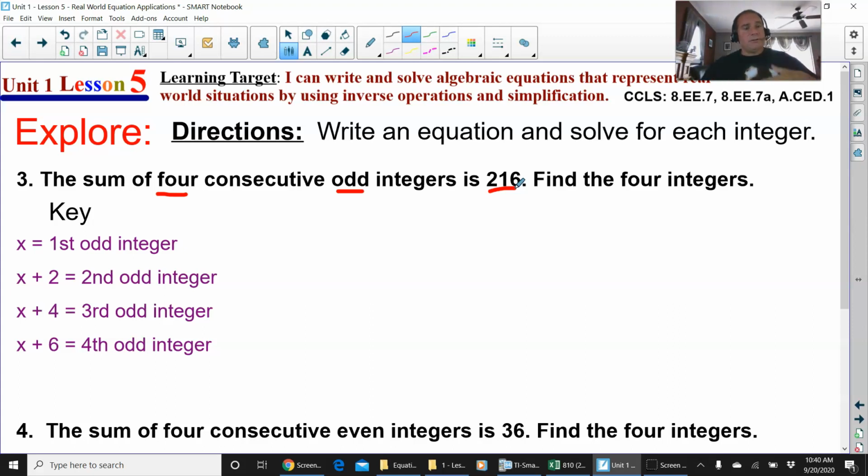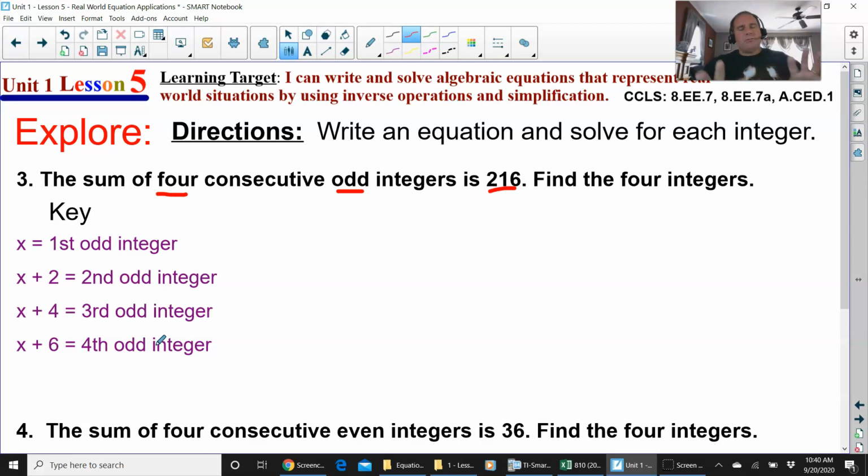All right, so here we go. Hopefully you have this key. If you didn't, change it and realize, okay, we'll use a number line. I could see exactly what they're saying here, because if I started with 11, the next consecutive odd integer is 13. The next one is 15. The next one is 17. So you're adding 2 each time to get to the next odd integer.